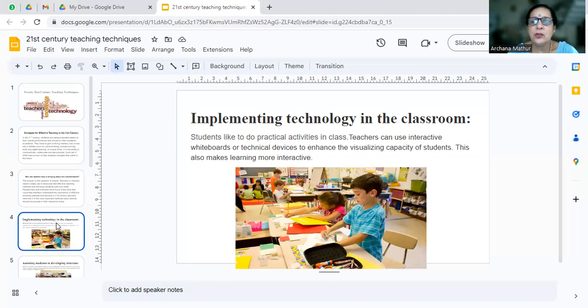So this not only makes the retention of the portion which is being taught to the children more and permanent. It also helps the children to become more interactive, and that is the need of the hour. They need to be interactive, they need to be socially accessible to each other. And so this will make their learning more interactive and more permanent. And that is what we are looking at.